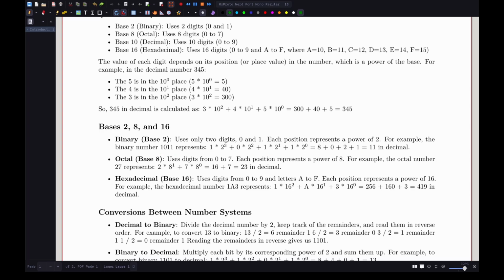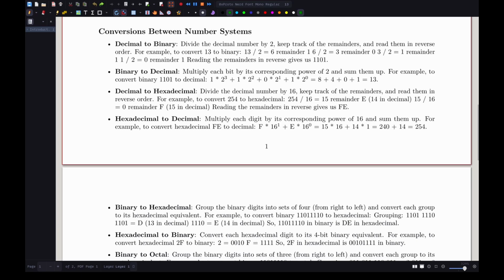And then octal, same thing. 2 into 8 power 1 plus 7 into 8 power 0 is 27 in octal, which is 16 plus 7 and 23 in decimal, right? And then hexadecimal. 1A3 would be 1 into 16 squared, A into 16 power 1, which is actually 10 into 16 because A is 10, right? And then 3 into 16 power 0. So 256 plus 160 plus 3, which is 419.